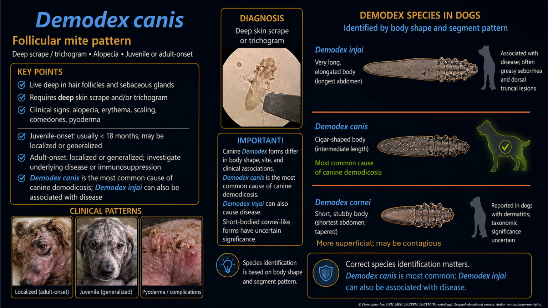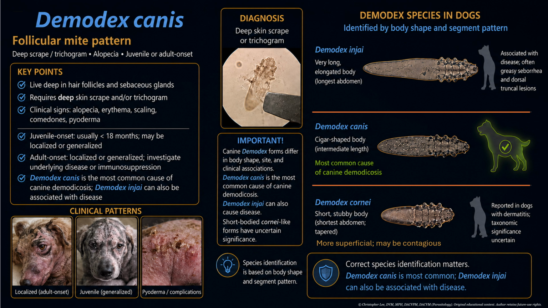Clinically, think alopecia, erythema, scaling, comedones, follicular casts, and secondary pyoderma. Juvenile onset and adult onset disease should trigger very different clinical thinking. In an adult dog, especially one with generalized disease, investigate underlying illness, immunosuppression, or immune suppressive medication.